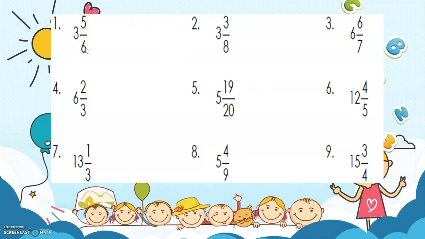So we have examples of mixed numbers. 3 and 5/6, 3 and 3/8, 6 and 6/7, 6 and 2/3, 5 and 19/20, 12 and 4/5, 13 and 1/3, 5 and 4/9, 15 and 3/4. So those are examples of mixed numbers.